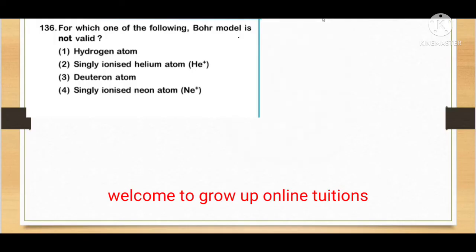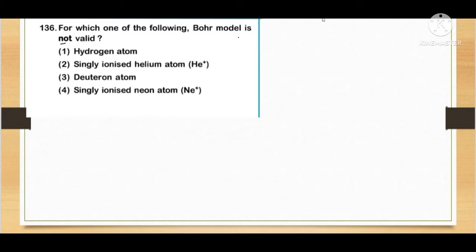Now let us verify the 136th question. For which one of the following is Bohr's model not valid? We know that Bohr's model is valid only for a single-electron species. That means for species having only one electron, Bohr's model is applied.